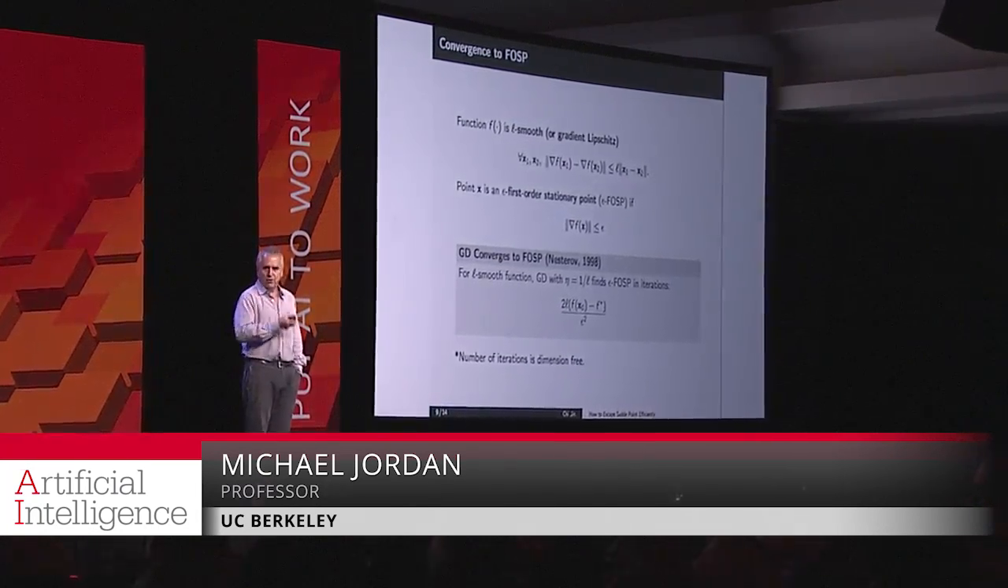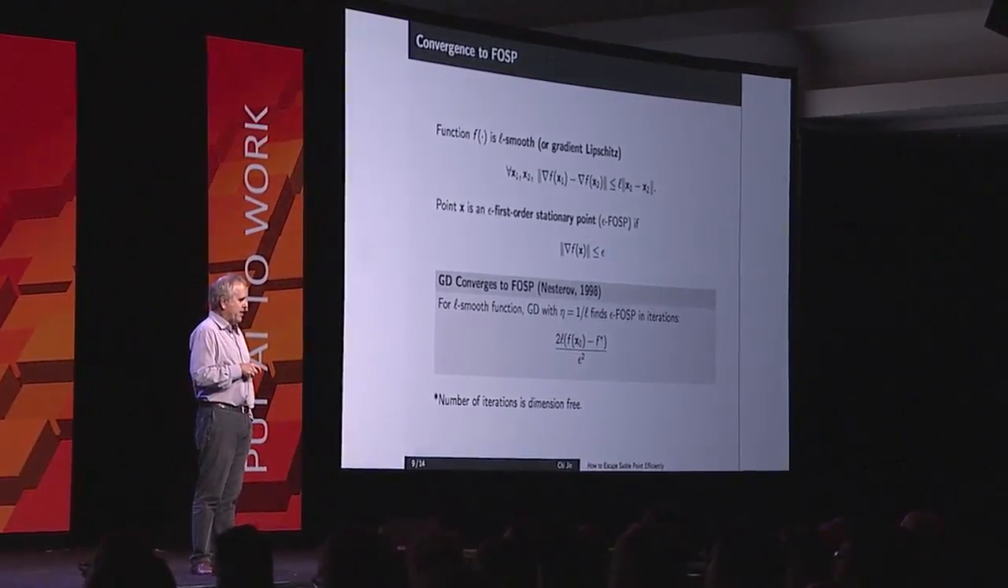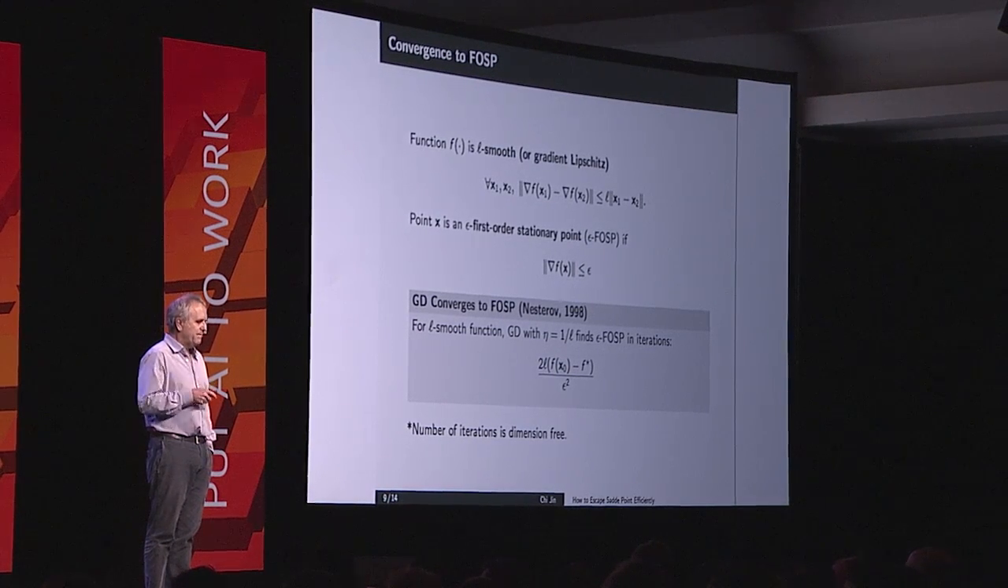So that's a pretty good rate. It's not super fast, but it's pretty good. But the key here is that there's no dimension in that equation. It's independent of dimension. That is the amazing fact about gradient descent.